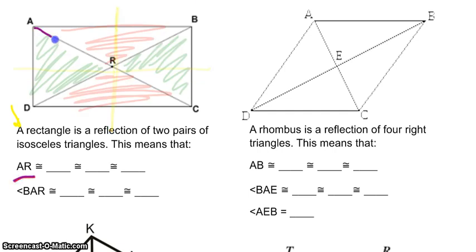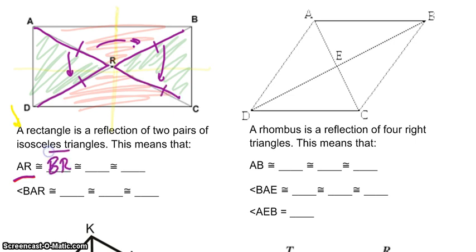AR, right here, I'll put one mark on it, is congruent to, well, if we think about our reflection over this vertical line, it will be congruent to BR. If you think about reflections over this horizontal line, they'll both be congruent to DR and CR. So we've got AR is congruent to BR, CR, and DR. Great.